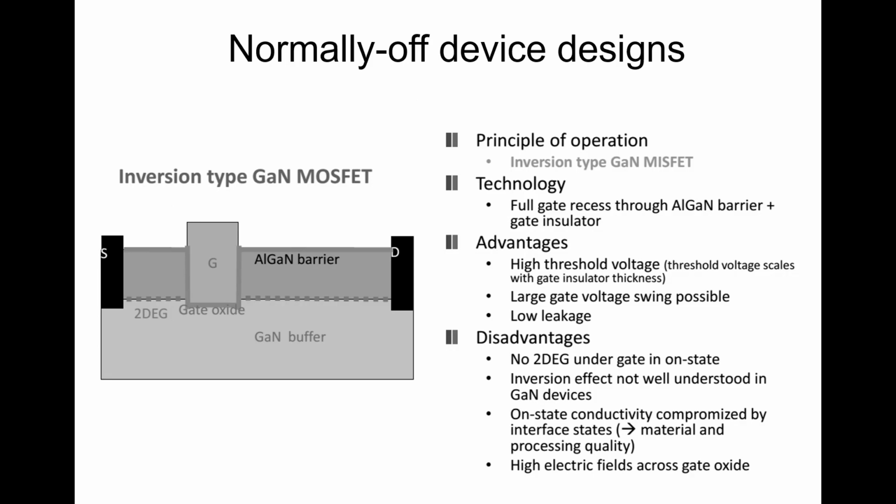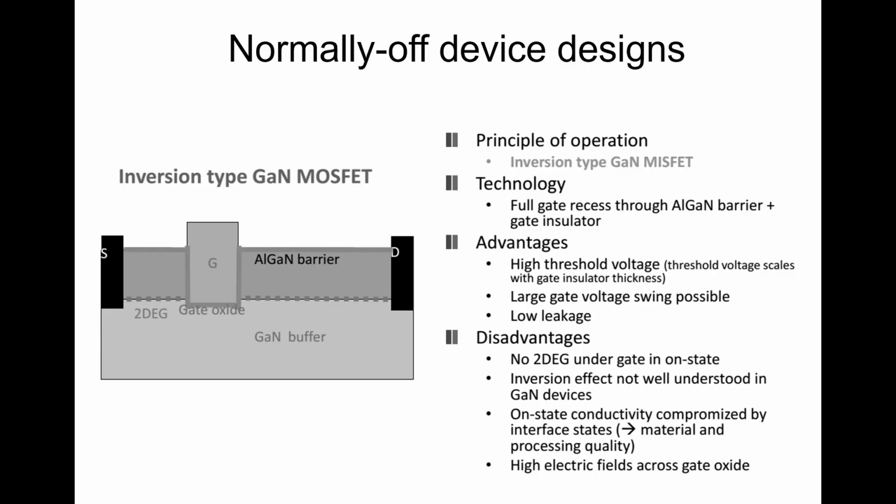Another issue people have is to make this device normally off, because they are naturally normally on. You have a negative threshold voltage, so you pinch off negatively to fully deplete the channel. You have to do something to make it normally off, with a threshold voltage well beyond 1 volt. The first thing you can think about is just to recess all the way to the buffer, with a dielectric, a kind of GaN MOSFET. Many people have worked on that. So you fully recess the barrier.